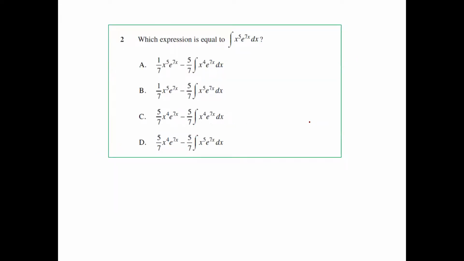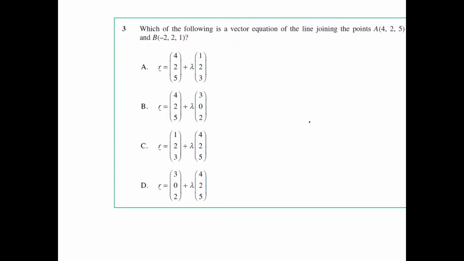Question 2. Which expression is equal to the integral of x to the 5 e to the 7x dx? The most common response is A, then C, then B, and the least is D. And the correct one is A. Question 3. Which of the following is a vector equation of the line joining the points A and B? The most common response is B, then A, then C, and the least common response is D, and the correct answer is B.